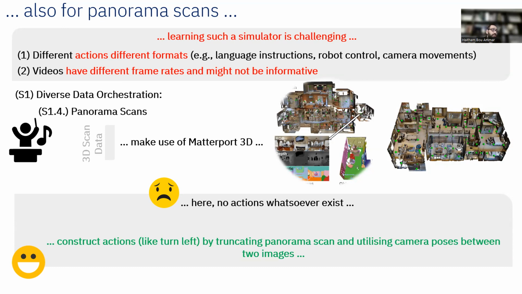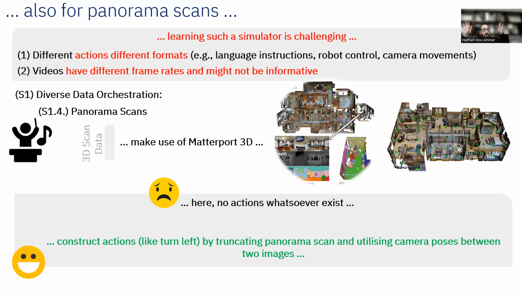So they artificially create actions. The way they create actions is by truncating the panorama scan, right? So they truncate the panorama scan, and then they use the camera poses between the images in order to create an action. So, for example, if they want to create an action called turn left, they're going to cut the panorama scan here and left, and then they're taking the camera poses between the images, and that corresponds to an action turn left. Turn up similarly, turn down similarly, and turn right similarly.